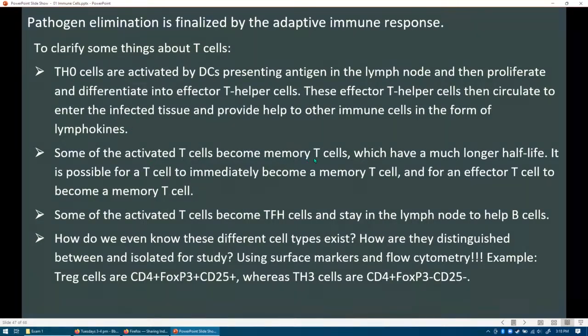Some of your activated T cells become memory cells, which have a much longer half-life. It is possible for a T cell to immediately become a memory T cell upon antigen presentation, or an effector T cell can also become a memory T cell. And some of the T cells that you get from an activation event become follicular helper T cells. They stay in the lymph node and they help B cells. We'll talk more about B cells in a bit.